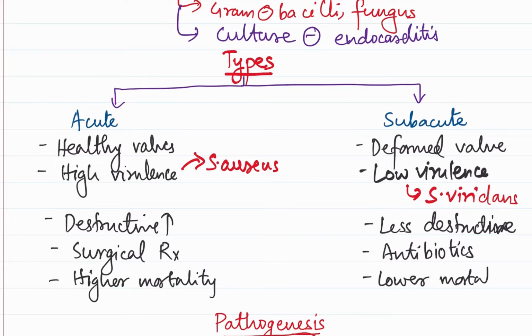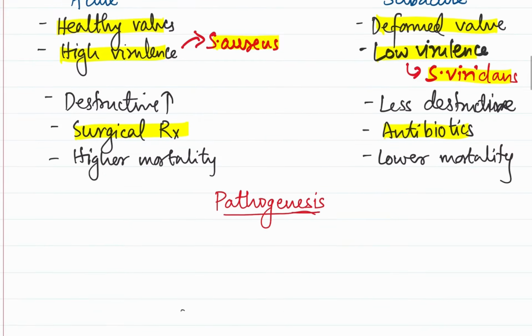So it's easy to remember. The main core points that we need to remember out of these are, one is healthy valve involvement in acute endocarditis, high virulence, surgical management. So these 3 points, and the organisms, Staph aureus and Streptococcus viridans. These 3 points are important to know about acute and subacute types of infective endocarditis.